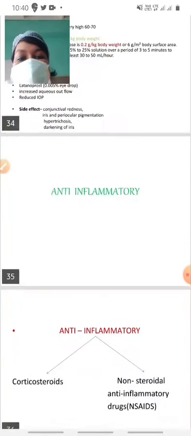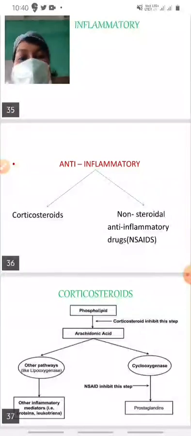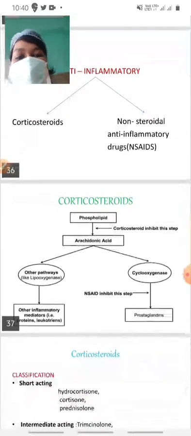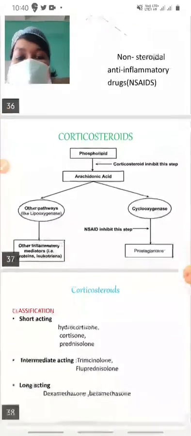Next is the anti-inflammatory drugs that you need to know a little bit of. They can either be corticosteroids or NSAIDs, meaning non-steroidal anti-inflammatory drugs. So how do the corticosteroids act? The corticosteroids prevent the conversion of phospholipids to arachidonic acid, and how do the NSAIDs act? They prevent the cyclooxygenase pathway, thus preventing the formation of prostaglandins. These prostaglandins are mediators of the inflammation. So if we reduce the prostaglandins, our inflammatory process will get resolved.